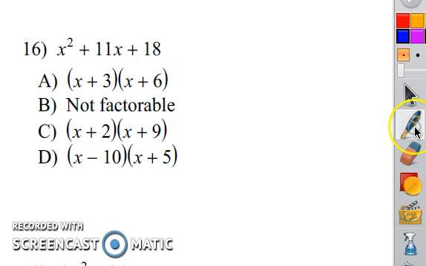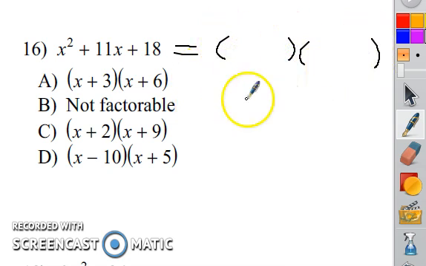Our next question asks us to factor this trinomial, and at first glance I see that there's not a greatest common factor in each term, so I'm not going to have to pull that out. What I want to do here is figure out if there's two numbers that will multiply to make an 18 and add up to make an 11. What two numbers will multiply to make 18 and add to make an 11? Well, that would be a 2 times 9. That would give me an 18. If I add those two together, it gives me an 11.